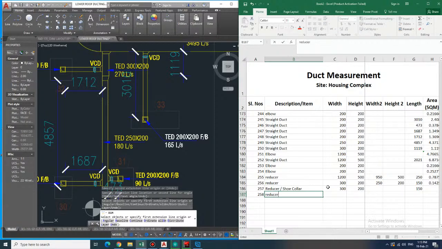Reducer or sugar 300 by 200, 200 by 200, 200 by 200, 150. Total 1, 2, 3 reducers needed. 4 reducers, 4 shoe collars with the same size. One here, one here, one here, one here. 259. 300 by 200, 200 by 200, 150. One more we need.